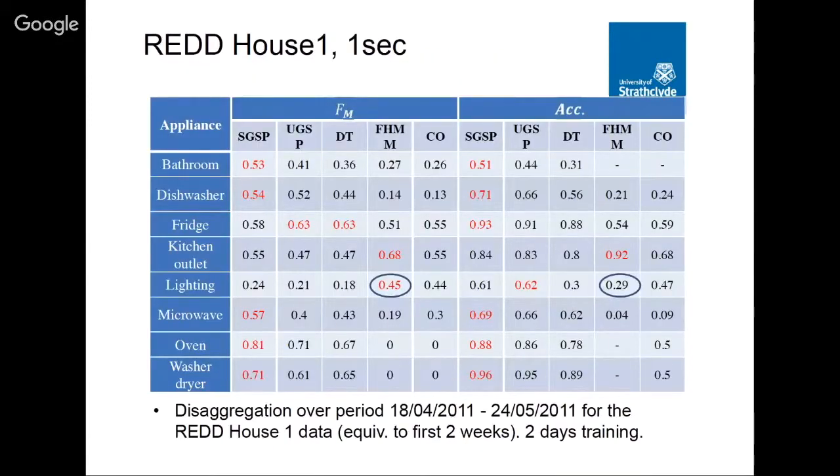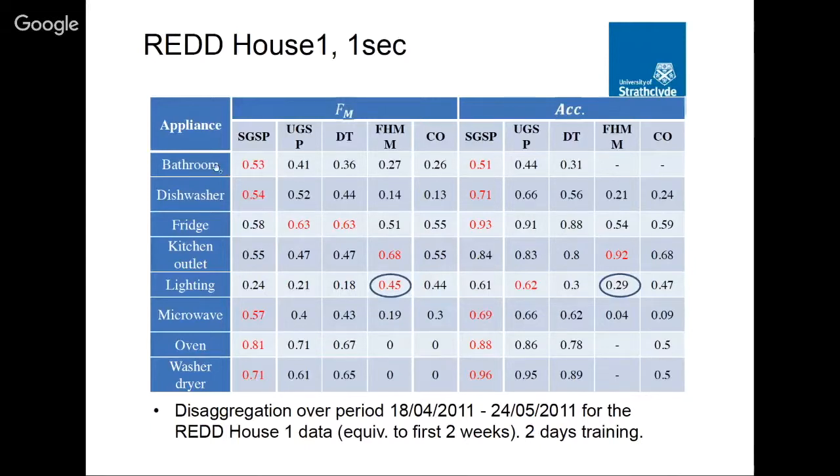So just an example, this was done for REDD House 1. All the data that we had for REDD House 1, so that was a month equivalent, but because there's lots of gaps in the data set, it's equivalent to about 2 weeks of data. And this looks at all appliances in the house. So we looked at FM and ACC measures, so classification accuracy and estimation accuracy, because both are needed to give an idea of when we can get the time series when the event happened, as well as how accurate your consumption is.